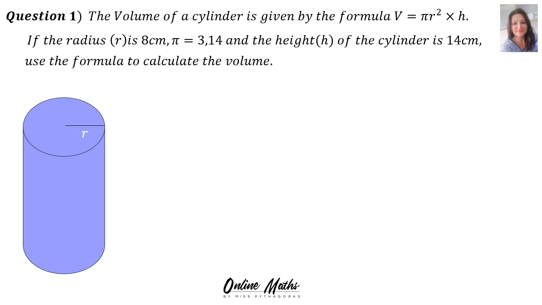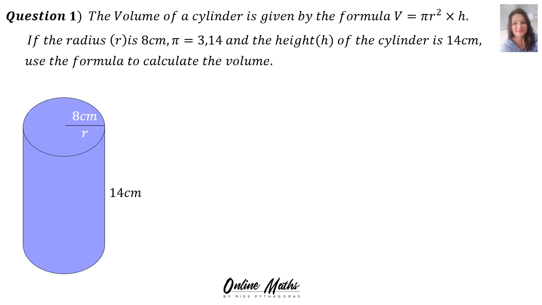Question 1. The volume of a cylinder is given by the formula V equals pi r squared times h. If the radius r is 8 centimeters, pi is 3,14 and the height of the cylinder is 14 centimeters, use the formula to calculate the volume.